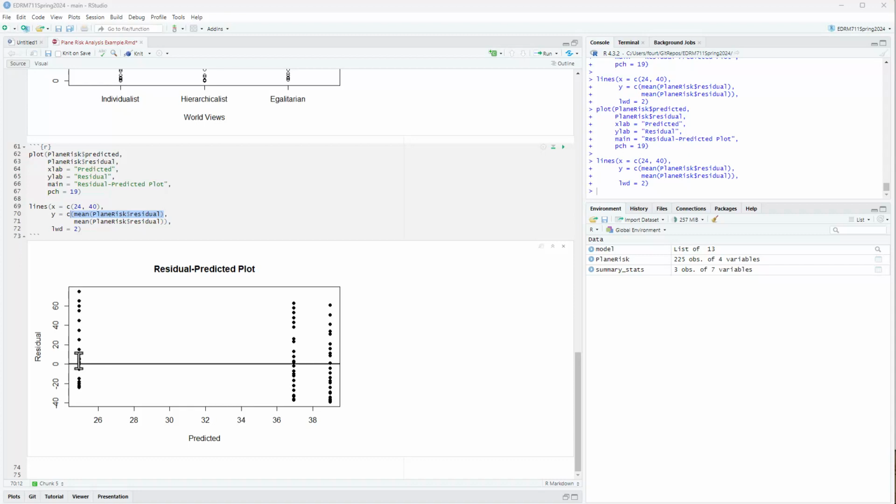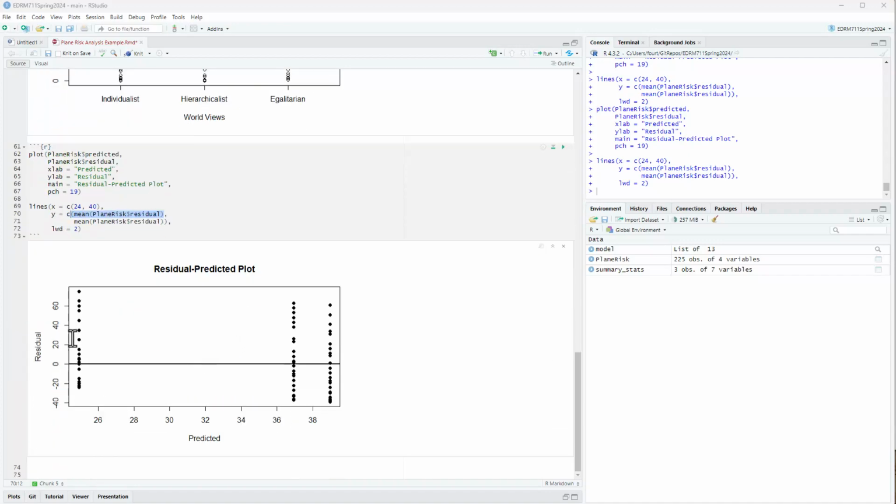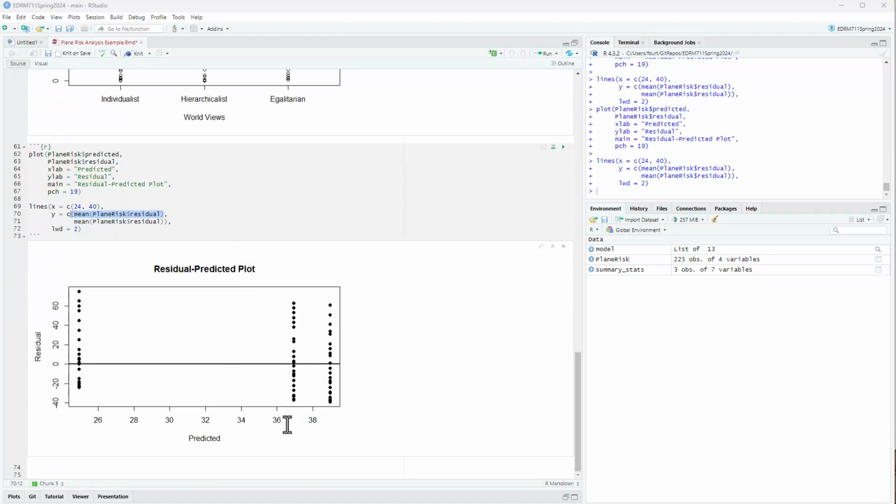So if I look at this plot here, I see the residuals for the first group, which was actually not the first group, the group that had the lowest mean, and that was the egalitarian. So this is the egalitarian group. And then the next lowest mean was the hierarchical list. So that's this group over here, around 37. And then we had the individualist group was the last one. I note that the spread of the residuals is very similar amongst each of those groups.